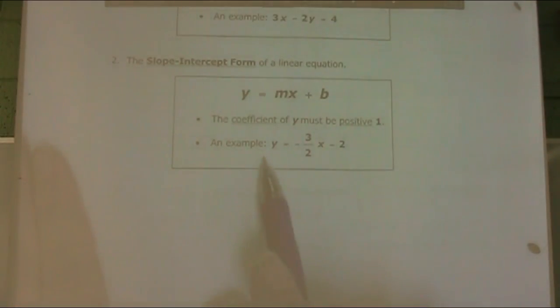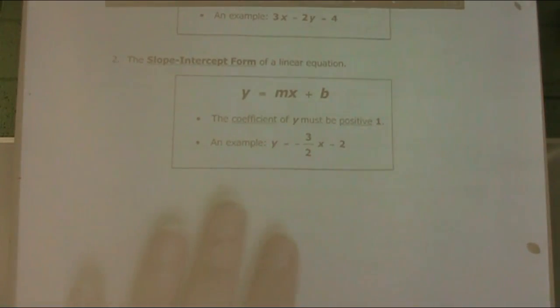So here's an example. y, all by itself, equals negative 3/2 x minus 2. See, we can have a fraction. This can be negative. This can be negative. Only this must be positive 1.